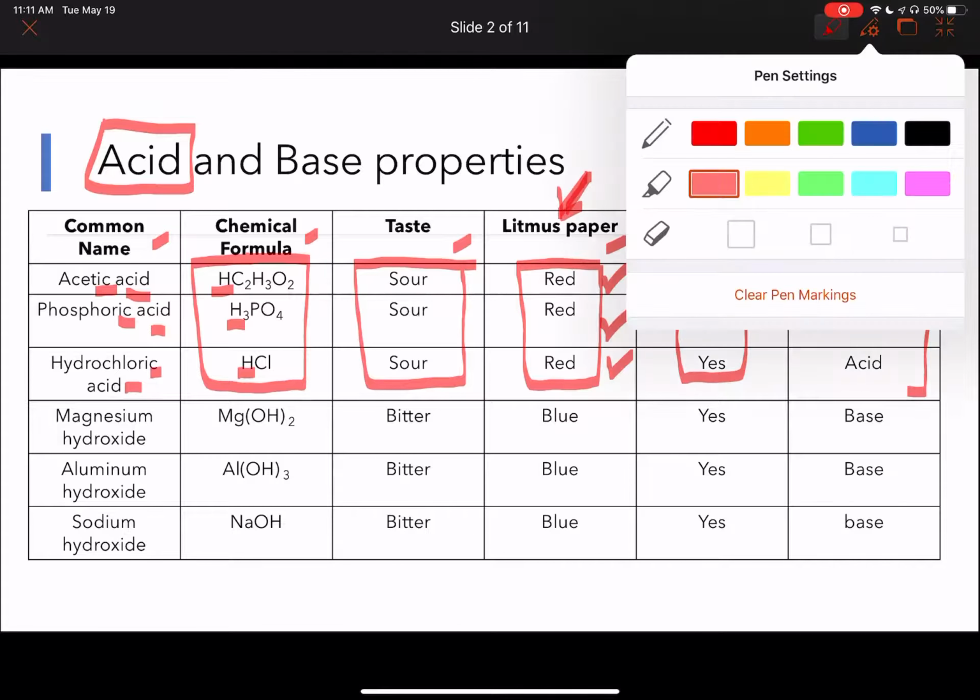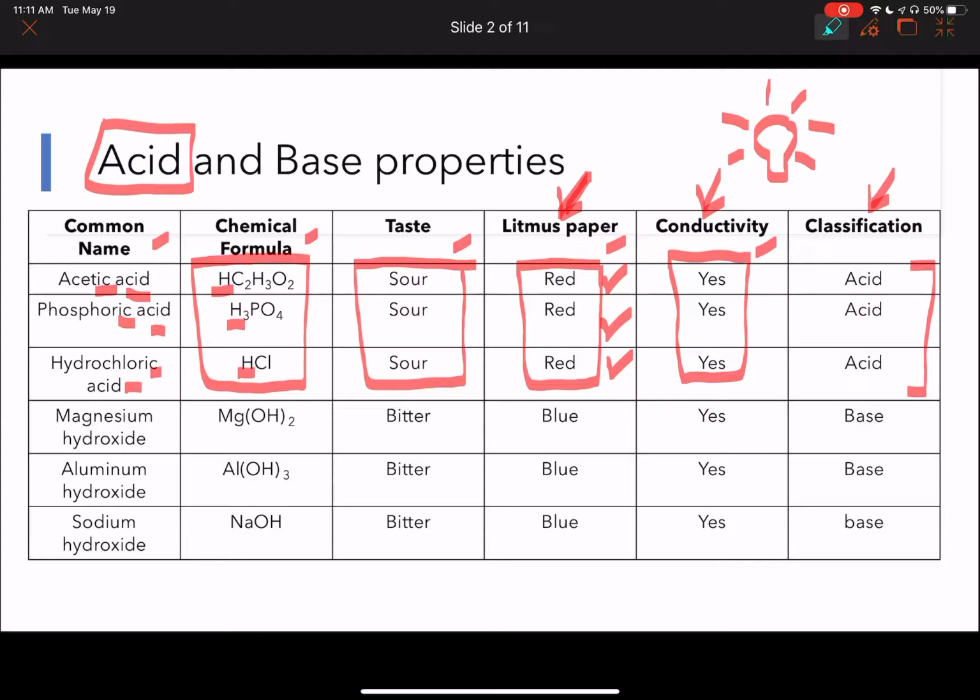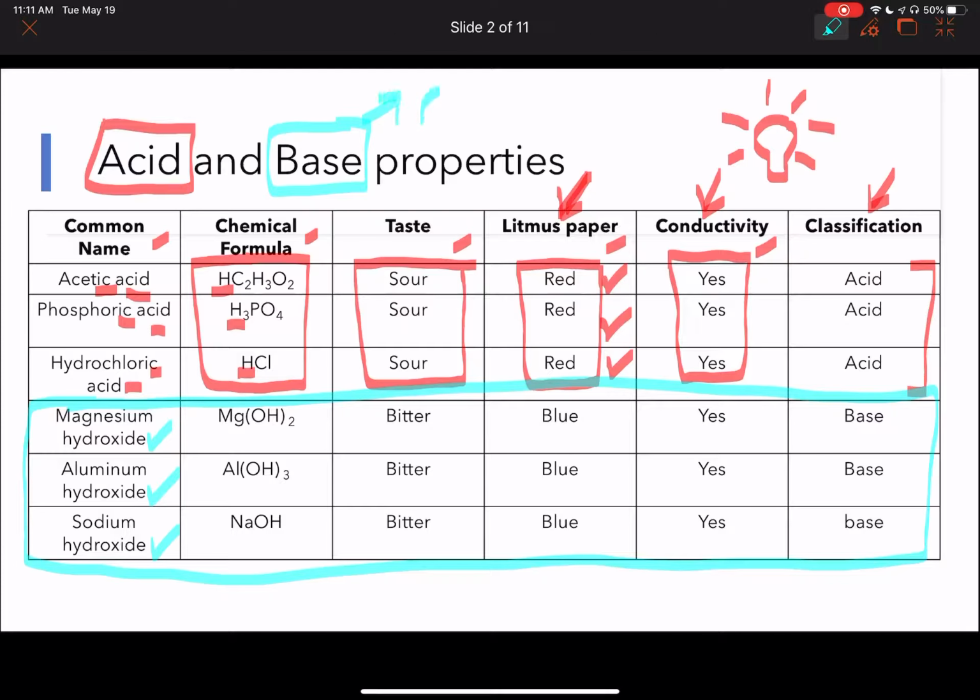Now, if we're talking about our bases, we're going to see that they're the next three going on our chart. Now, their properties can be similar and different to our acid properties. If we look at the common names for each of these, we have magnesium hydroxide, aluminum hydroxide, and sodium hydroxide. When we're talking about our base properties, such as our Arrhenius bases, we're going to see that our bases are going to have a hydroxide group or an OH on the back end.